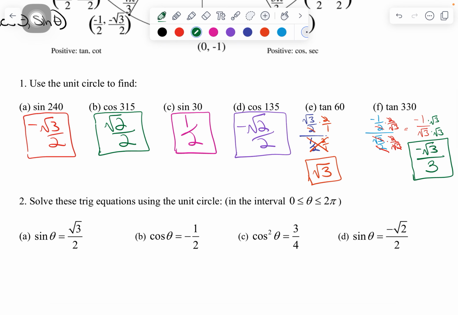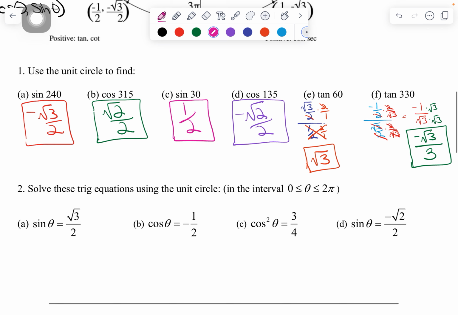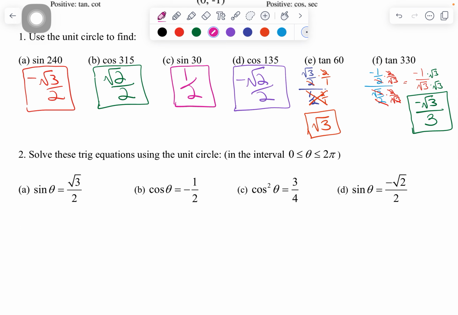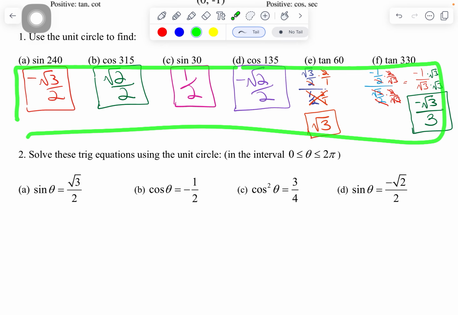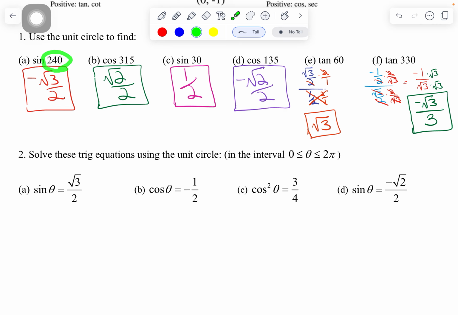So that's evaluating, finding those specific values using the unit circle. All right, next set of questions we are going to be solving using the unit circle. In these problems, question number 1, I gave you the angle. Each one of these I'm giving you an angle measure and you found the value for the unit circle. Well, we're kind of going to do reverse here.